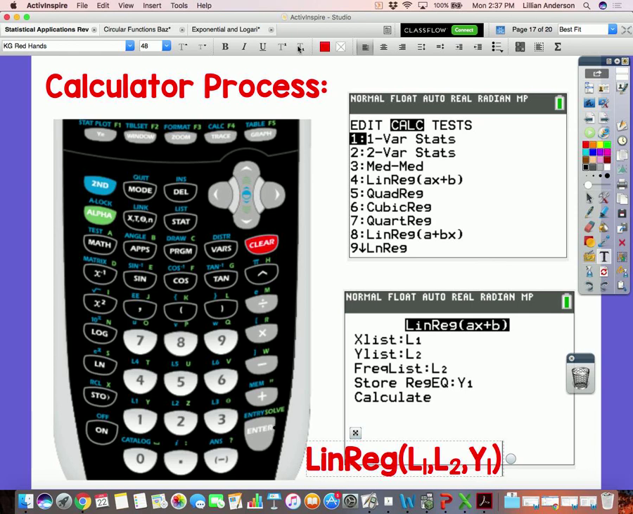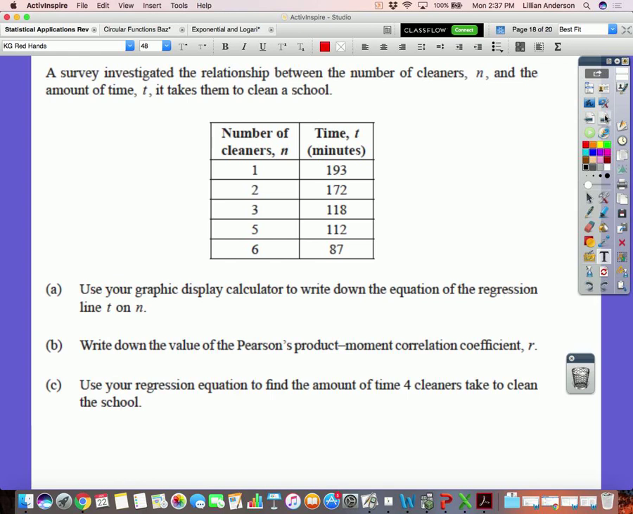So, let's look at this first example. We'll look at this one together. It says a survey investigated the relationship between the number of cleaners n and the amount of time T it takes for them to clean the school. You do not have to write this problem down. If you want to get it, though, you can always go back and watch this video. So we have the number of cleaners n and the time T in minutes. We're going to use our graphic display calculator to write down the equation of the regression line and the Pearson product moment correlation coefficient.